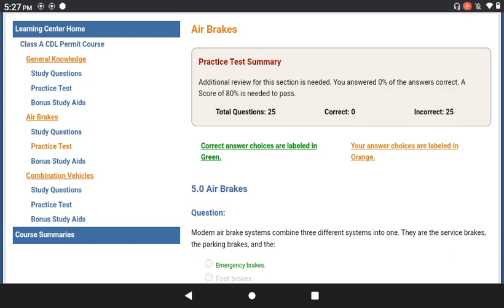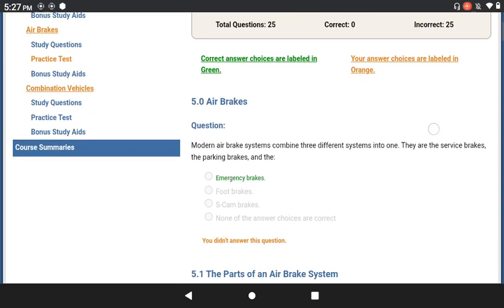So today we have the air brakes portion of the test. As you guys can see, there's a total of 25 questions. I believe you need 20 to pass. So if you guys are ready, let's go ahead and get into it.